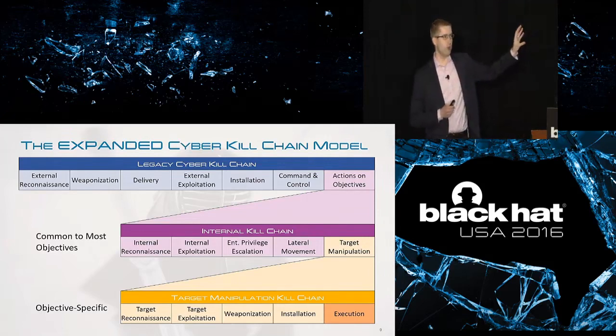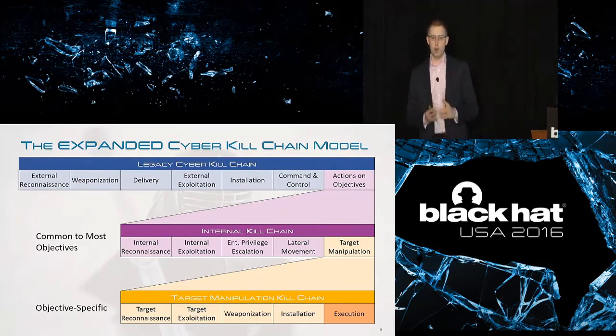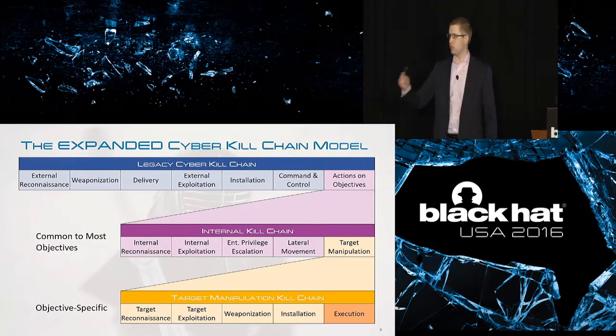The internal kill chain is going to be common to most objectives, in that in most enterprises, the process of going from a compromised workstation or a device plugged into the network to the ability to talk to any system in any secure enclave on the network is a fairly standardized process. The target manipulation kill chain, on the other hand, is highly objective specific. So the steps to go through here, while we have abstracted and generalized them into the ones as listed, are going to look very different if you're looking to manipulate industrial control systems versus redirect wire transfers.